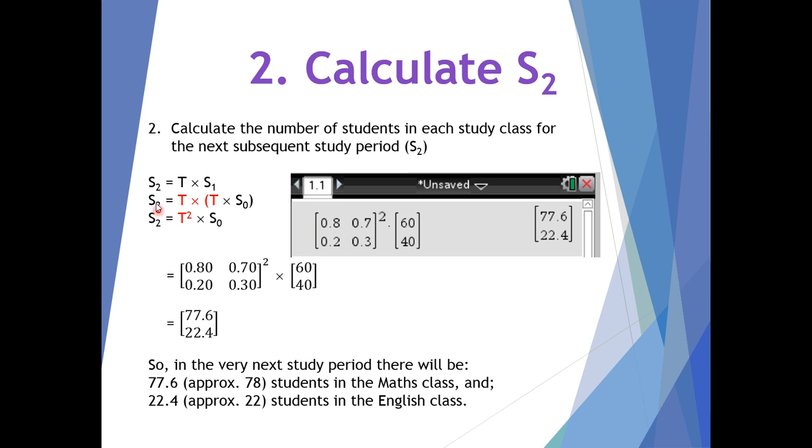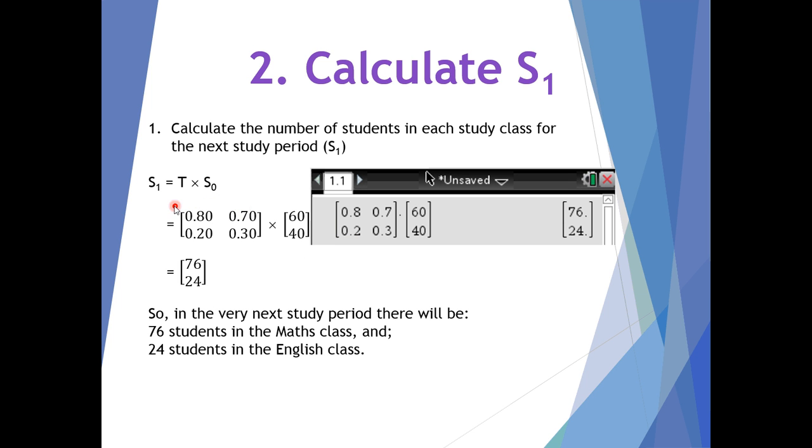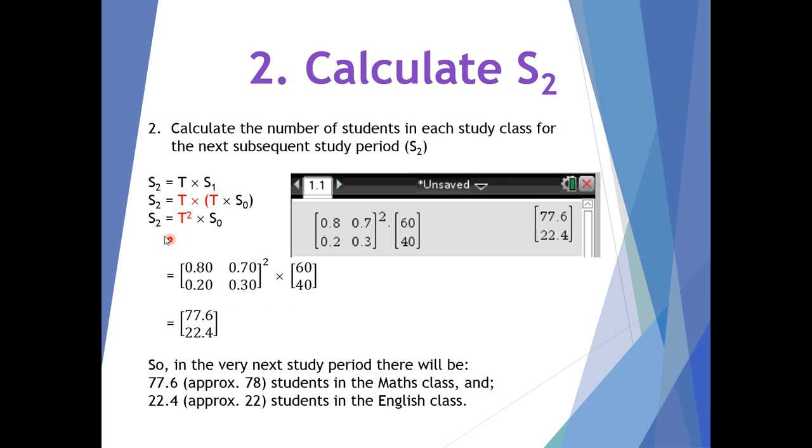Likewise, we can work out the state after 2 study periods, remembering that one study period was really the transition multiplied by the initial state, as we have here. So to work out state 2, we can multiply the two transitions and have transition squared multiplied by the initial state. Here's our transition matrix, squared, multiplied by the initial 60 studying maths and 40 studying English. Multiply them together and we can see that after 2 subsequent study periods, there are 77.6, or roughly 78, students studying maths, and 22.4, roughly 22, studying English.